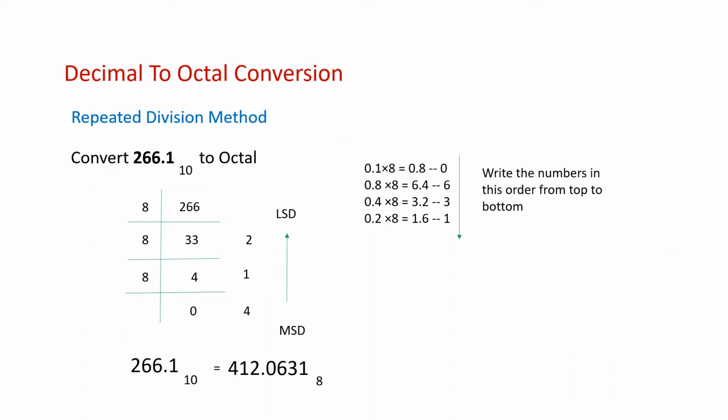Similarly, if there is a need to convert a number from decimal to octal with numbers after the decimal point, as explained before, the integer part undergoes the same method of repeated division, and so the equivalent of 266 in octal is 412. For the number after the decimal point, we are going to multiply that by 8. So 0.1 into 8 gives 0.8.